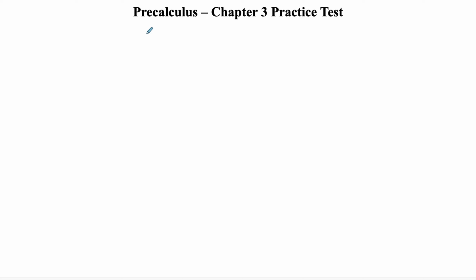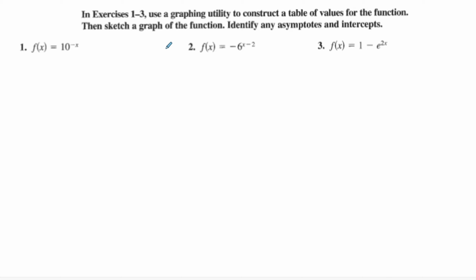So now we're going to talk about the Chapter 3 practice test. In fact, I'm just going to go over it. So here we go. Using a graph utility, construct a table of values for the function. Don't worry too much about that. Then sketch a graph of the function, identify any asymptotes and intercepts.